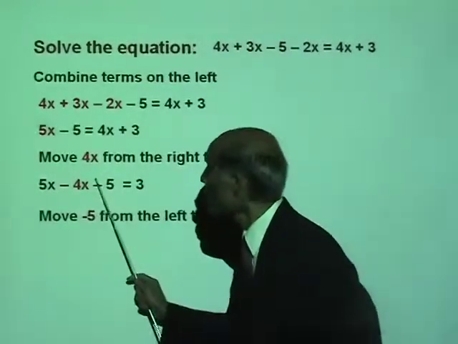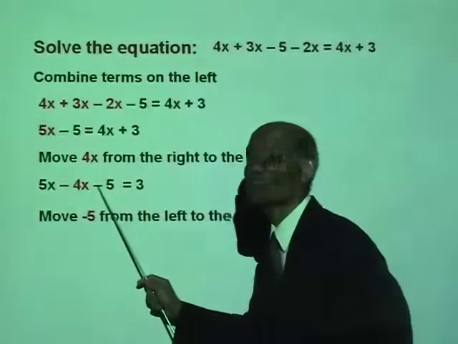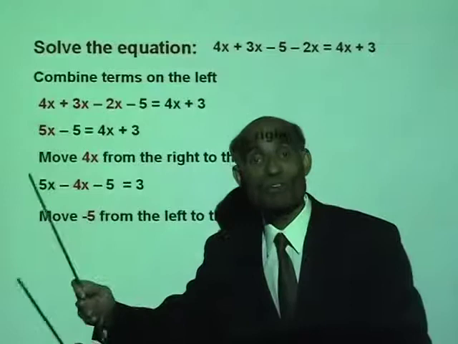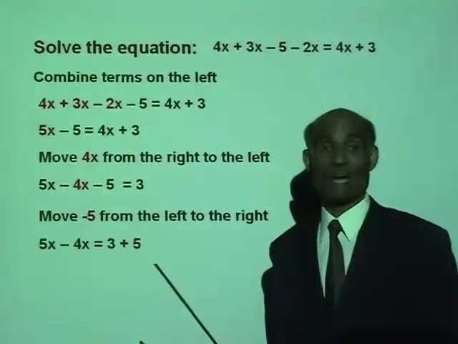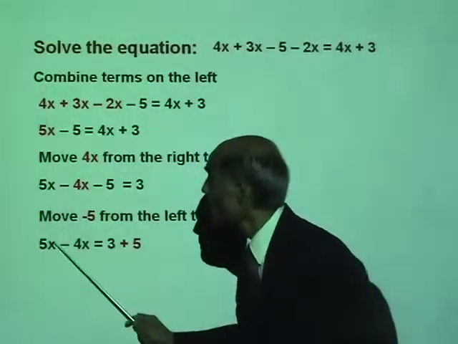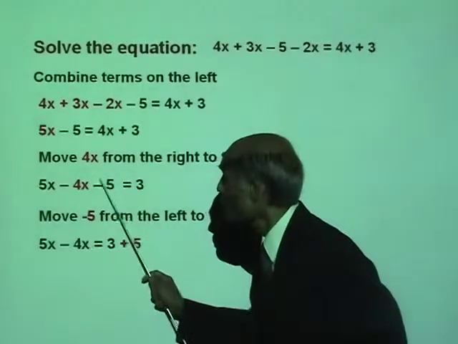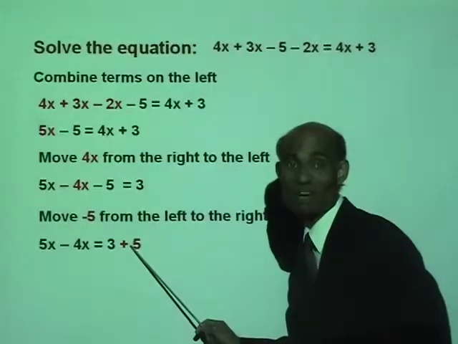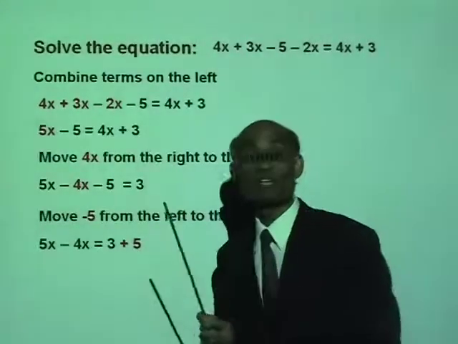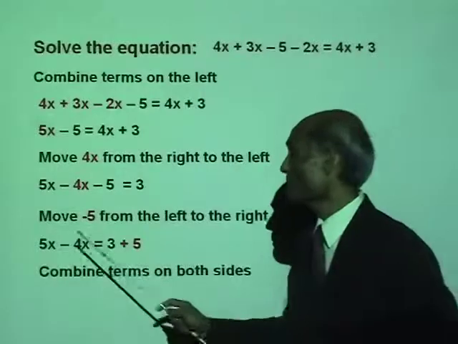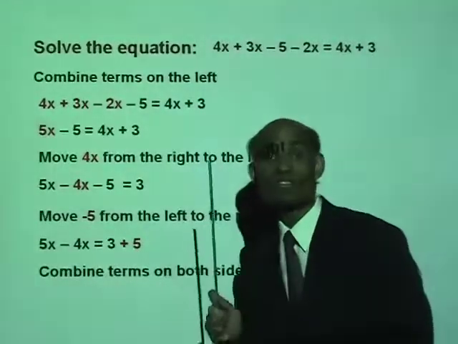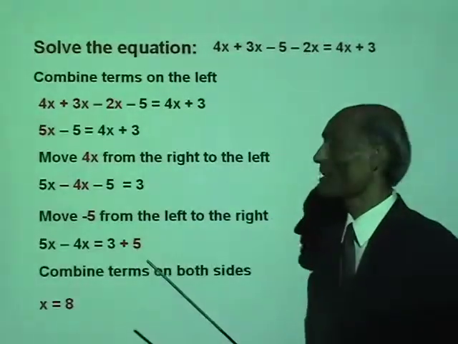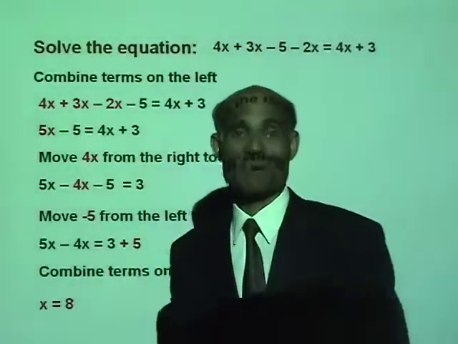And now move this negative 5 from the left to the right. It will become positive 5 when it moves to the right. So you have 5x minus 4x. This minus 5 moved to the right, became plus 5. And now we can combine terms. 5x minus 4x is 1x. So x equal to 3 plus 5, 8. Okay?